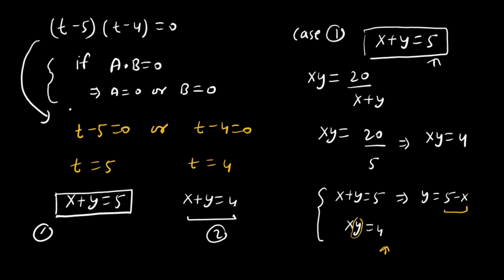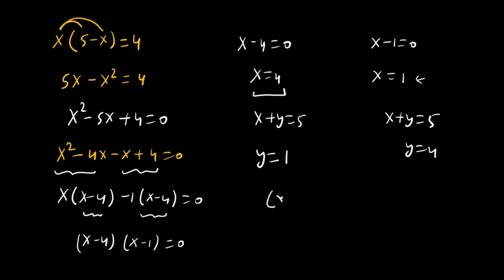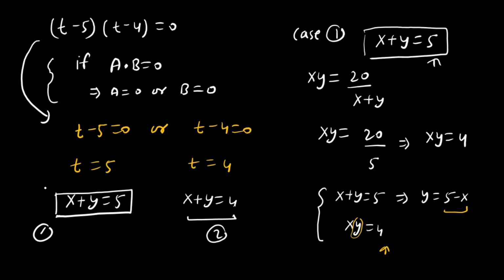We know that x plus y is equal to 5. If the value of x is 4, then y is 1, and if the value of x is 1, then y is 4. So our solution is x comma y: if x is 4, then y is 1, and if x is 1, then y is 4. Now case second, the value of x plus y is 4.